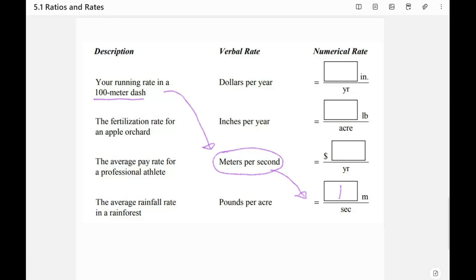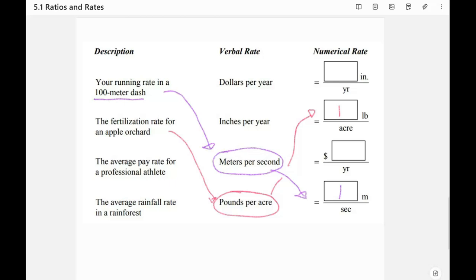Let's look at the second description, the fertilization rate for an apple orchard. When we have an apple orchard, can the unit be dollars per hour, inches per year, or pounds per acre? Acre has to do with land, and since this is an apple orchard, this would have to be land. So this would be the best response to the verbal rate. And when we're looking for pounds per acre, we're looking for 1 pound per acre, which would be the best match for the numerical rate.